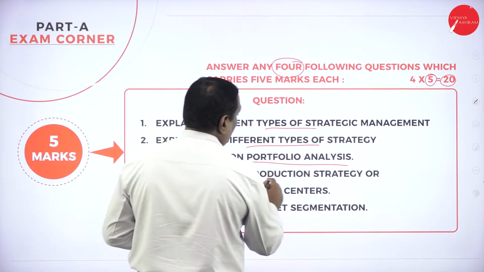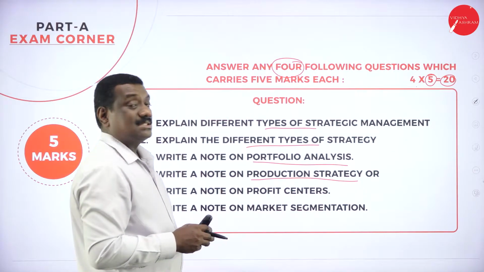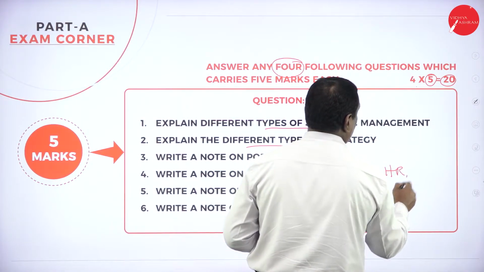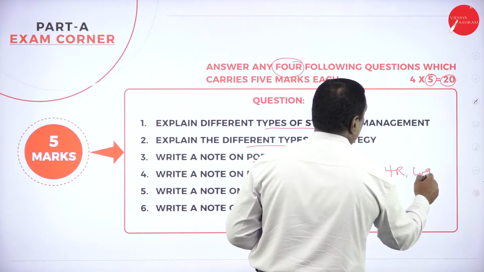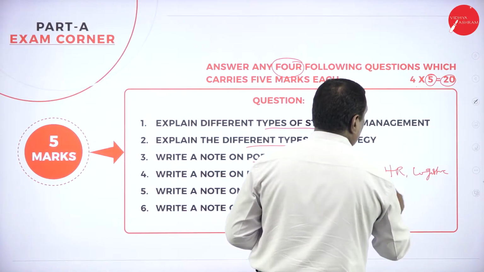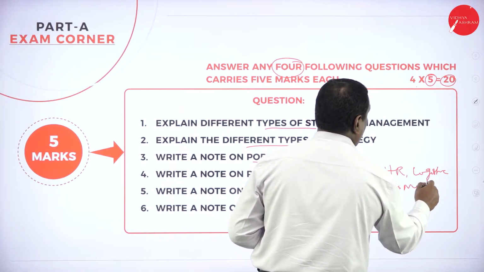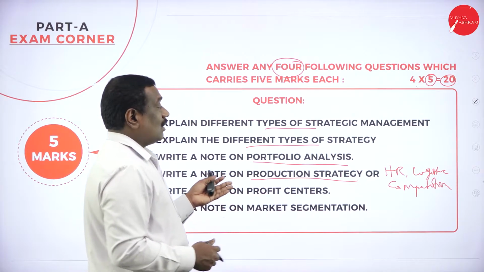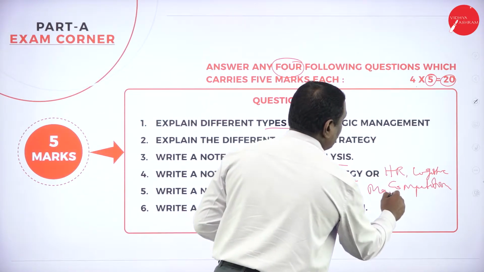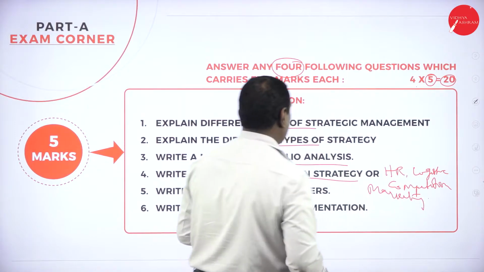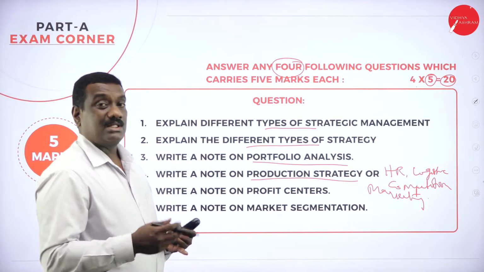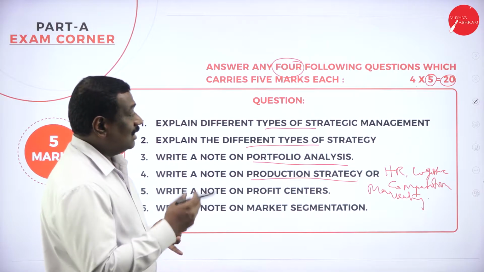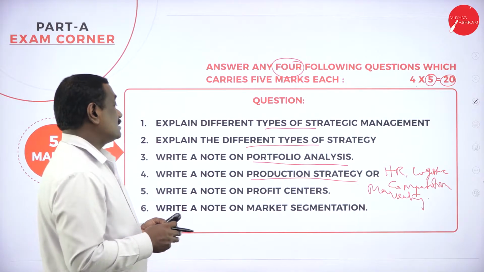Then write a note on production strategy. Production strategy, or they can ask you like HR strategy, or it can be logistic strategies, right, or competition strategies. Anything like this. So they can ask, write a note on production strategy, or even marketing strategy also they can ask. Or they can ask regarding human resources strategy, HR strategy, logistic strategy, competition strategy and marketing strategy.